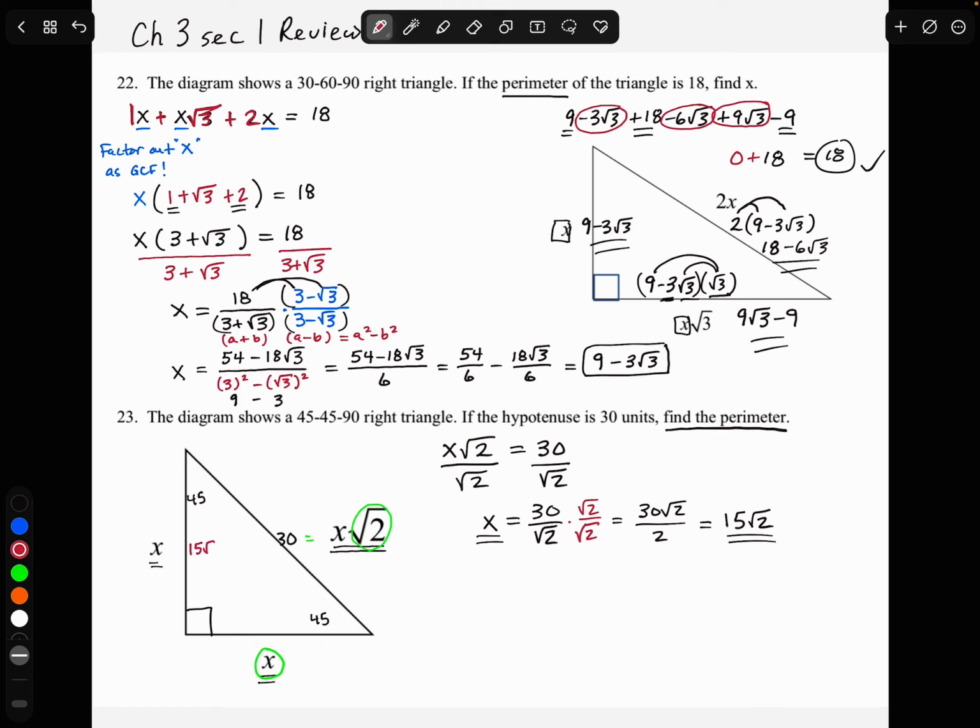Our one side here is 15 times the square root of 2. This is 15 times the square root of 2. And this side here we already said was 30. So to find the perimeter, let's just add those three things together. So our perimeter, we've got 15 radical 2 plus 15 radical 2 plus 30. Add them together. These two we can combine. This would be 30 times the square root of 2 plus our 30, or you can rewrite it as 30 plus 30 times the square root of 2. That is the perimeter.